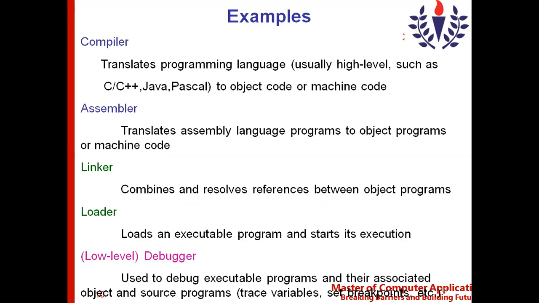These are the types of system software we can see: compilers, assemblers, linkers, loaders, and debuggers.